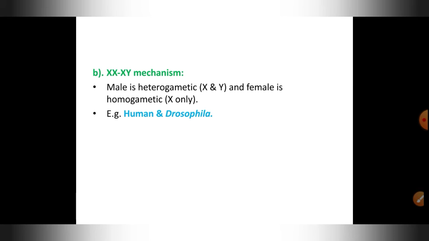Here male is heterogametic. Male will have two types of gametes, having two chromosomes. One is X chromosome and another one is Y chromosome. And female is homogametic, having both X chromosomes. Homo means same gamete. Here two types of gametes, different gametes. Males will have X and Y chromosomes and females will have both XX chromosomes. This is seen in humans as well as in Drosophila.